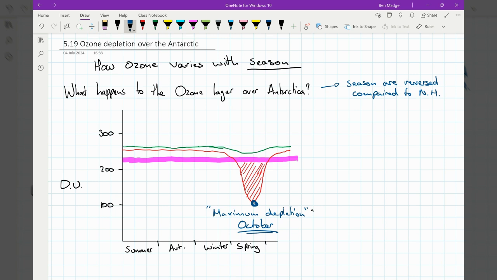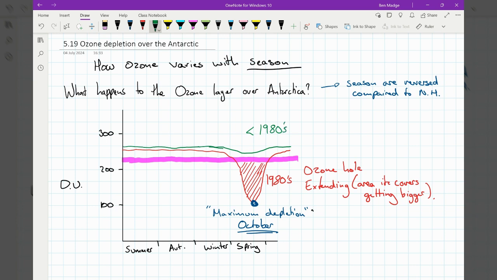Now, the question is, why is this happening? Oh, and not only is there a hole developing, but we also have it extending. So the area it covers is getting bigger, or was getting bigger. Okay, so let's say this is the 1980s sort of concentrations that we're seeing, and this is before the 1980s.